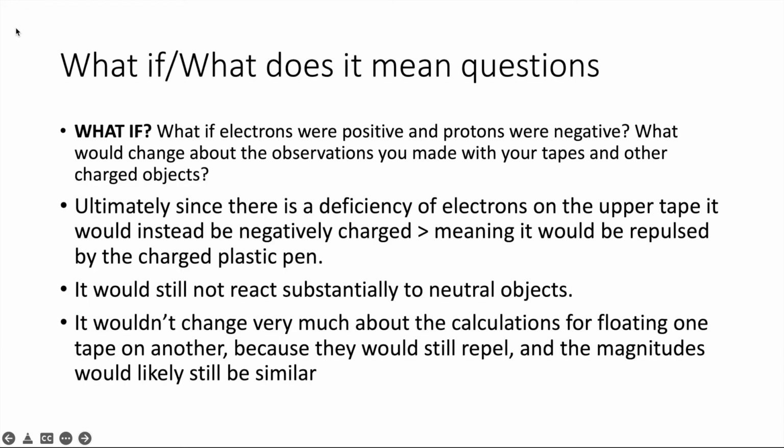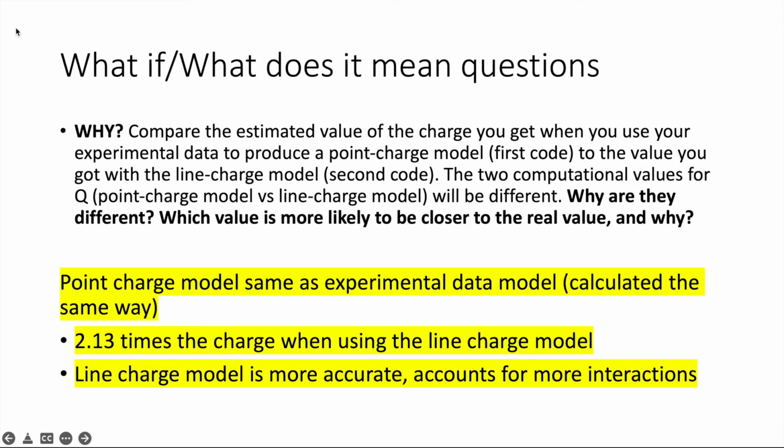And finally, just to touch on those what-if and why questions, ultimately, since there's a deficiency of electrons in the upper tape, it would instead be positively charged, meaning it would be repulsed by the charged plastic pen. They would still repel each other, and they would still not react substantially to neutral objects, and ultimately the floating tape calculation would be very similar.